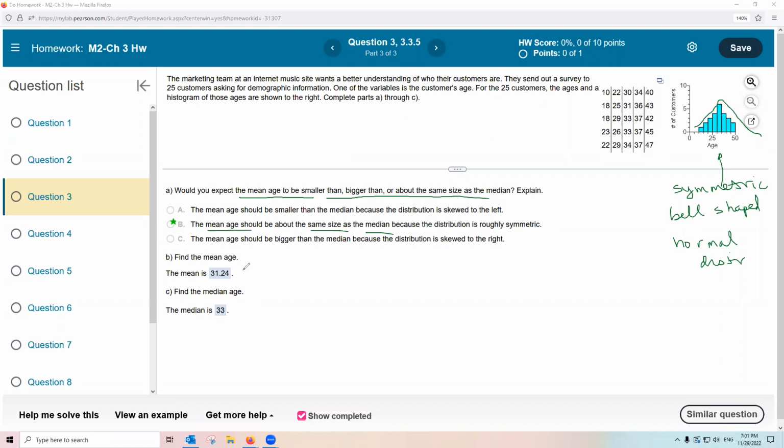Well, they're going to ask us to find the mean and find the median. Now, notice here they say about the same size. We don't mean exactly the same. We just mean approximately the same. Well, to find the mean and the median, I'm going to let StatCrunch do the work. So I'm going to open this data set up in StatCrunch.